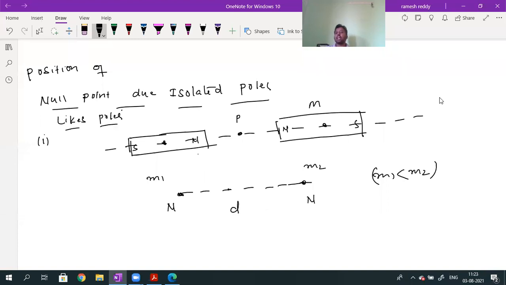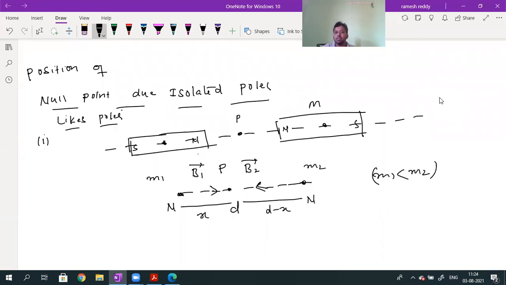Whenever two like poles are placed side by side, the null point will be obtained between the poles. Consider a point P at distance x from the first pole; its distance from the second pole will be d minus x. At this point P, the magnetic field due to the first north pole is B1 bar, radially outward, and due to the second north pole is B2 bar, also radially outward. At point P, B1 bar and B2 bar are opposite in direction.